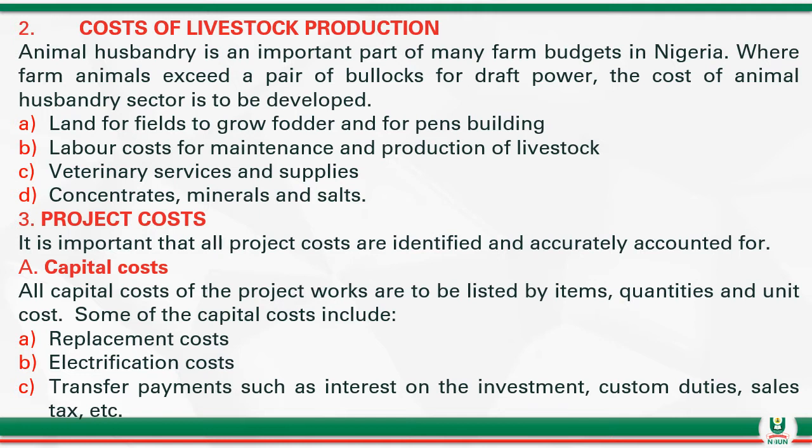Let's look at project costs. It is important that all project costs are identified and accurately accounted for. We have A here, the capital cost. All capital costs of a project's works are to be listed by items, quantity and unit costs. Some of the capital costs include replacement cost, electrification cost, and transfer payments such as interest on investment, custom duties, sales tax, etc. All these are costs of projects.